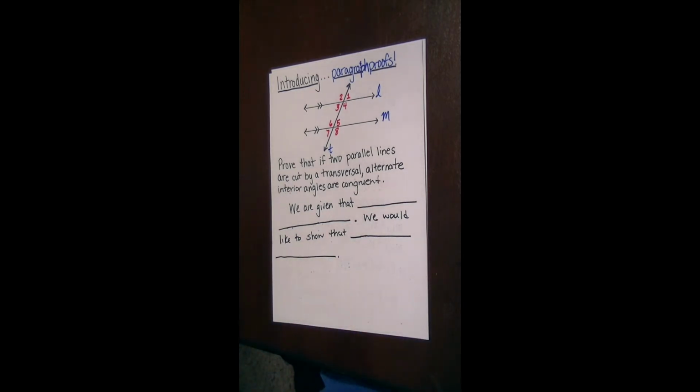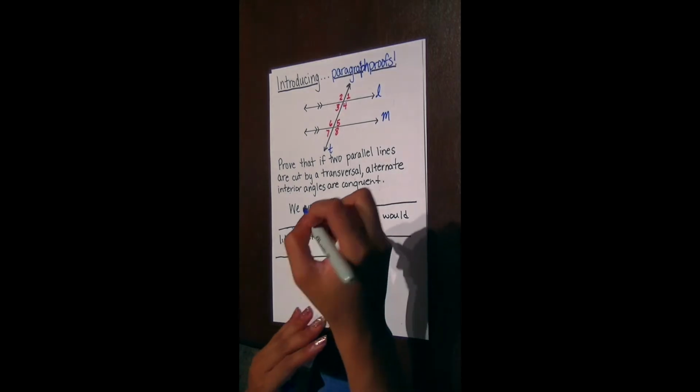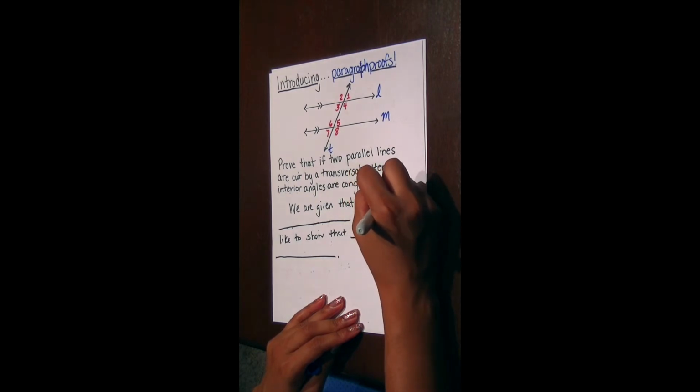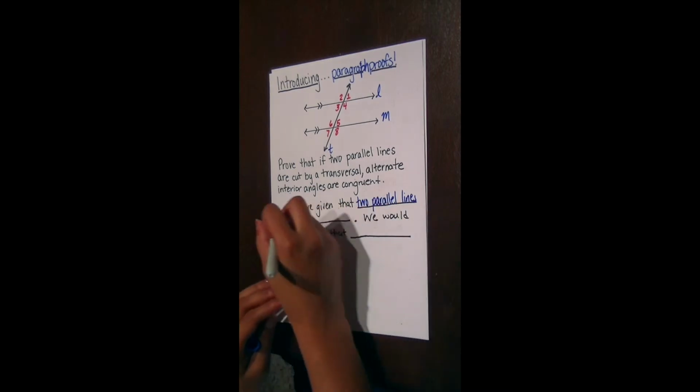Okay? So, we're given that two parallel lines are cut by a transversal.